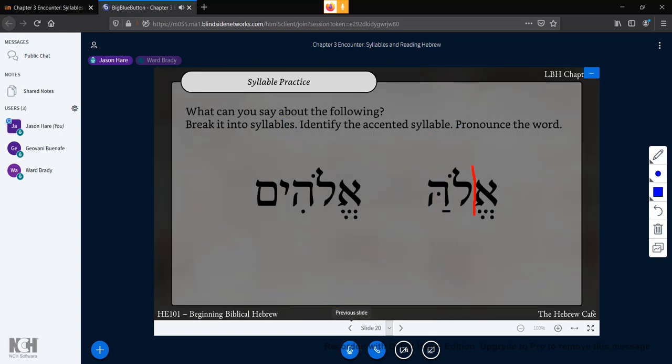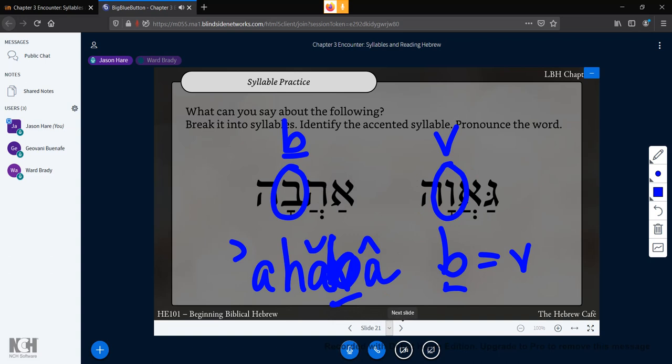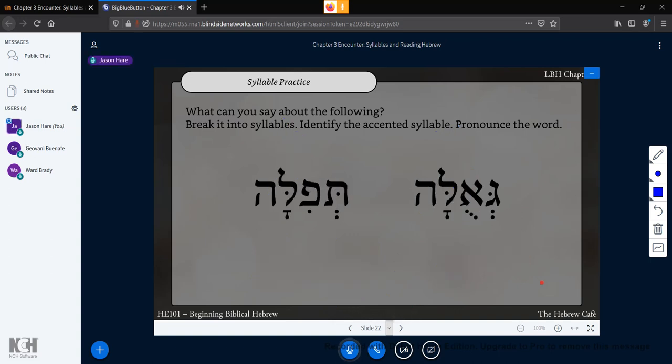Who did we have last? Okay, that was Ward. So Giovanni, next. This is looking at the effect of the dagesh closing the syllable and having a short vowel in front of it. Okay. You can just take the first one. I think that's enough. Just this one.